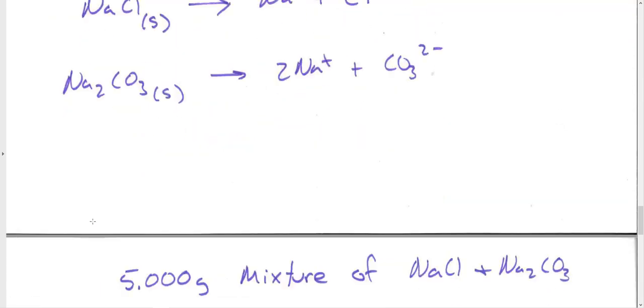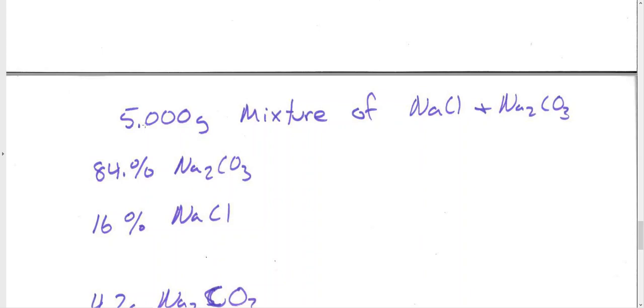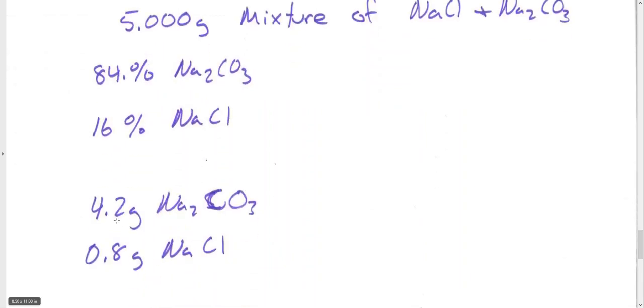So because we just figured out the percent by mass, remember, we added 5 grams of this mixture in it. And now we know of that mass, 84% is sodium carbonate and 16% is sodium chloride. So that means we have 4.2 grams of sodium carbonate dissolving, and we have 0.8 grams of sodium chloride. So all I did was 0.84 times 5. That gave me the mass of sodium carbonate that would be dissolving. And I did 0.16 times 5, and that would give me the mass of sodium chloride dissolving.